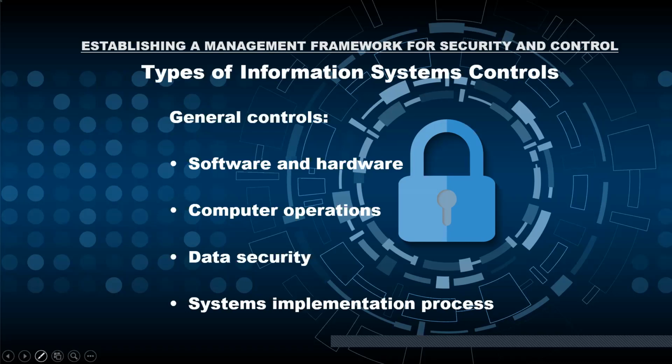Computer operations controls oversee the work of the computer department to ensure that program procedures are consistently and correctly applied to the storage and processing of data. Data security controls ensure that valuable business data files on either disk or tape are not subject to unauthorized access, change or alteration, or destruction. Systems implementation process is all about the audit of the systems development process at various points to ensure that the process is properly controlled and managed.